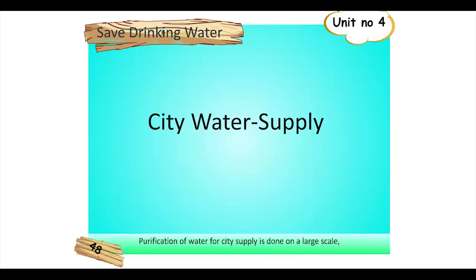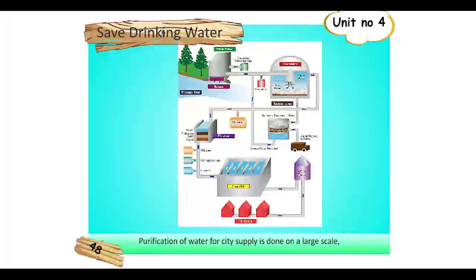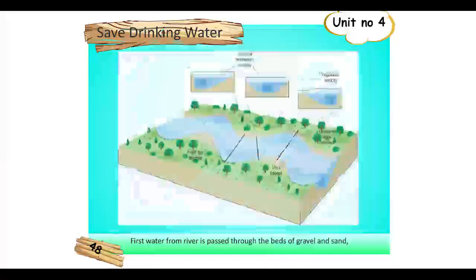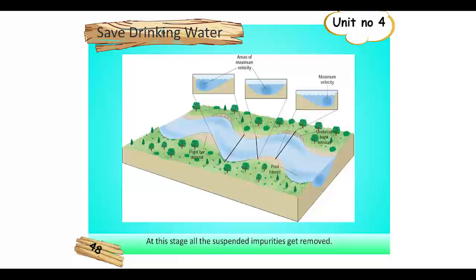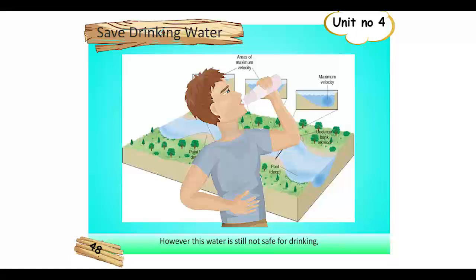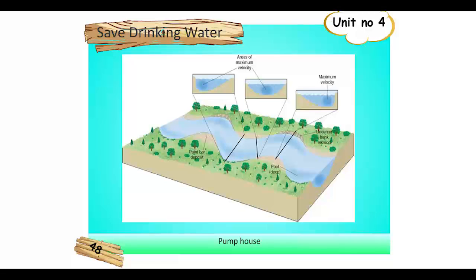City water supply. Purification of water for city supply is done on a large scale. First, water from the river is passed through the beds of gravel and sand. At this stage, all the suspended impurities get removed. However, this water is still not safe for drinking. River, pump house, water treatment plant, storage tank, mains supply.